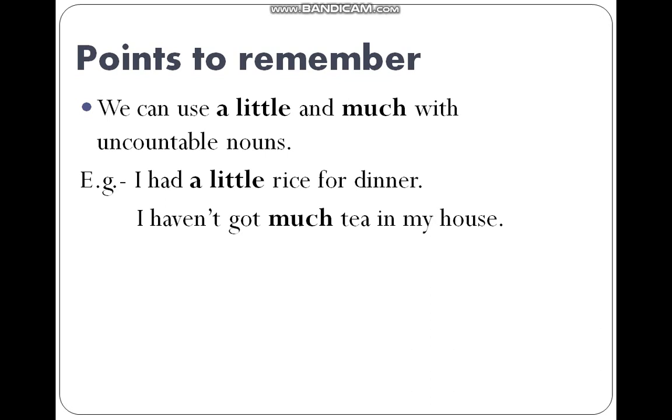Alright, there is one point that we need to remember about uncountable nouns, just like countable nouns. Previously we have learned that for countable nouns we use a few and many. Just like that, here in uncountable noun we will use a little and much. Okay, I had a little rice for dinner. We cannot count rice. We cannot count tea. Not only tea, we cannot count any drinkable object: juice, tea, lemonade, coffee, water. We can't count any of this, so we will add much before these words.